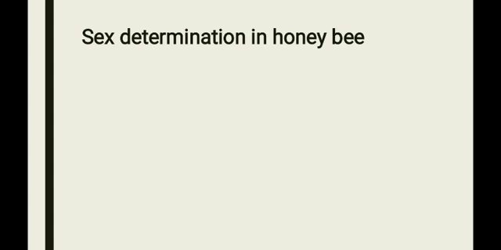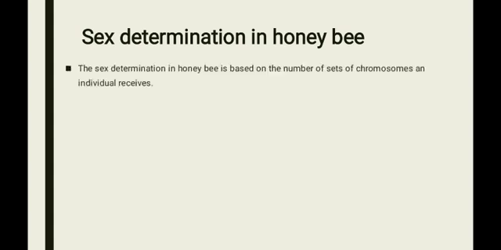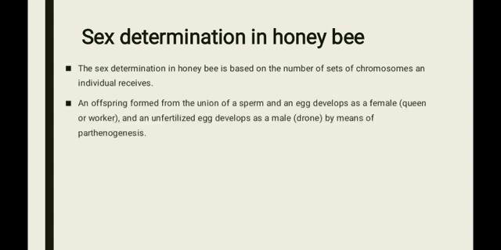Sex determination in a honeybee shows diplohaplontic sex determination. Honeybees have a very different type of sex determination system. Here, fertilized eggs always develop into females, and unfertilized eggs always develop into males.